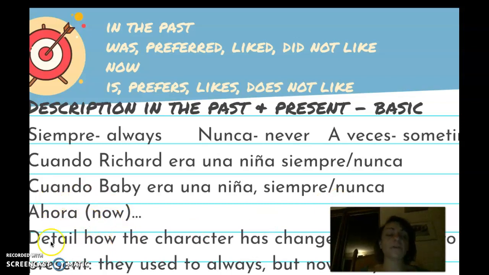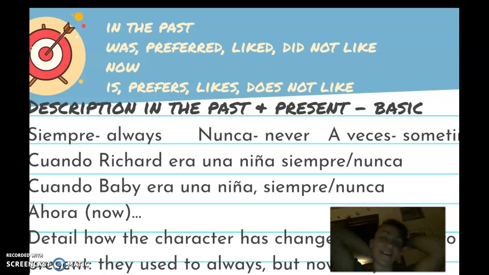Ahora, now. So here in this part of the story, you want to detail how the character has changed from past to present. This is a pivotal moment in the story for you to move from how they used to be to how they are now. So how did she used to be? How was Richard before? How has she changed? How was Baby before? How has she changed?